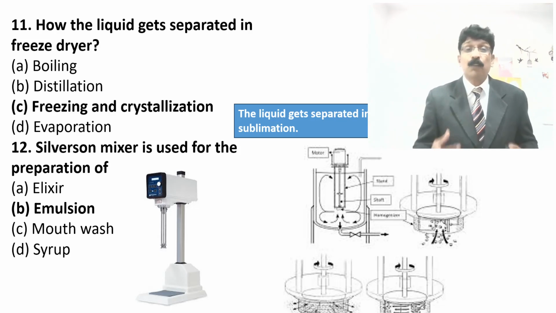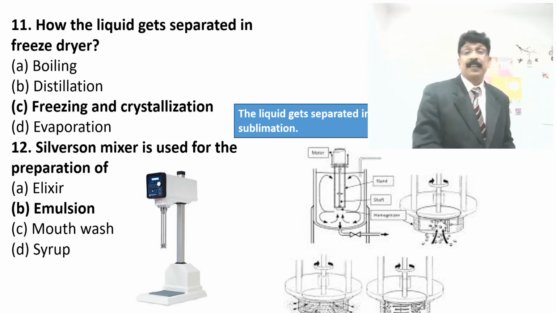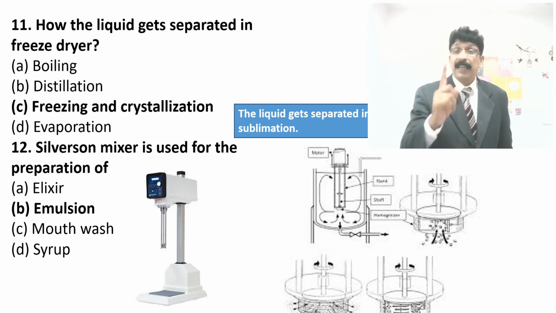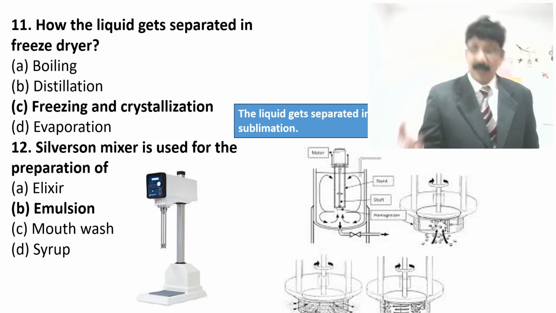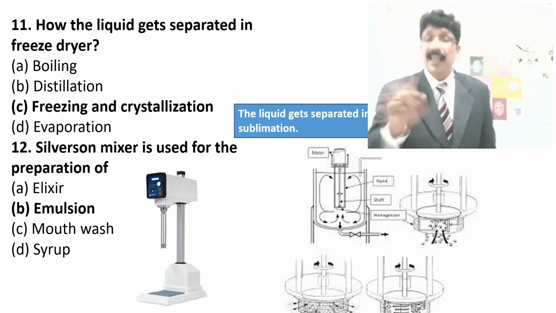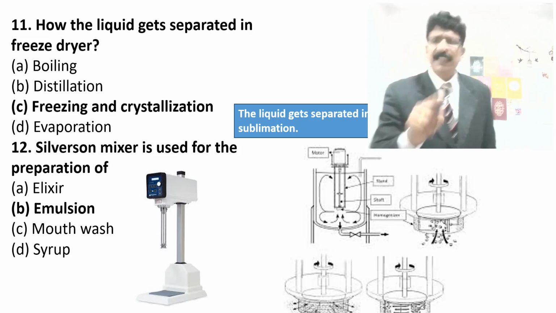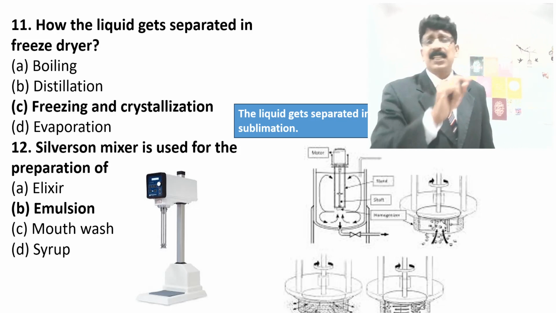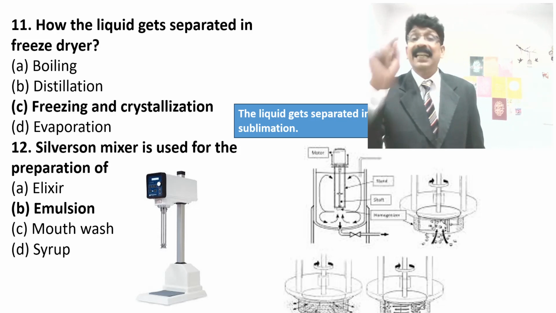So 11th question, how the liquid gets separated in freeze drying. Just now we discussed freeze drying. I told you to remember sublimation, and that directly from the solid the gas can be removed in the form of volatility. So is it boiling? No. Distillation? No. Freezing and crystallization, it's true. Freezing and crystallization in other chemicals is possible. That is the separation. The liquid gets separated from the solid by means of freezing and crystallization.